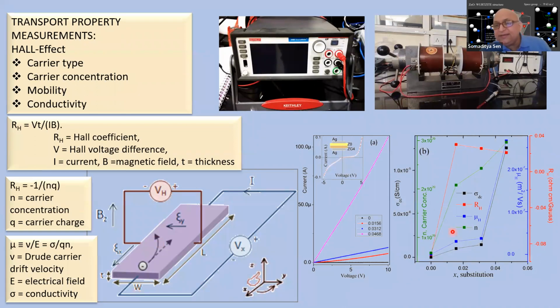Now, here is a classical example of where we found that the Hall coefficient has changed. See, this line is 0. So initially it was negative in value, and then it went up to a positive value. Okay, the RH value became positive.